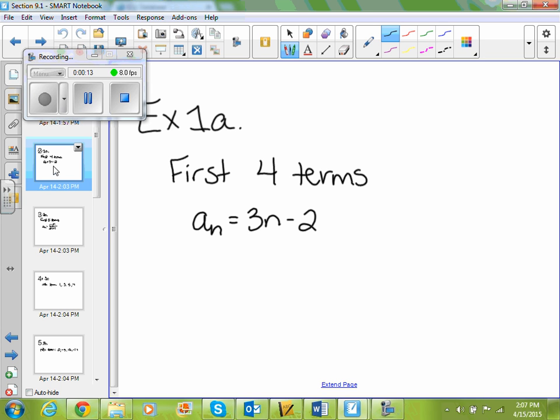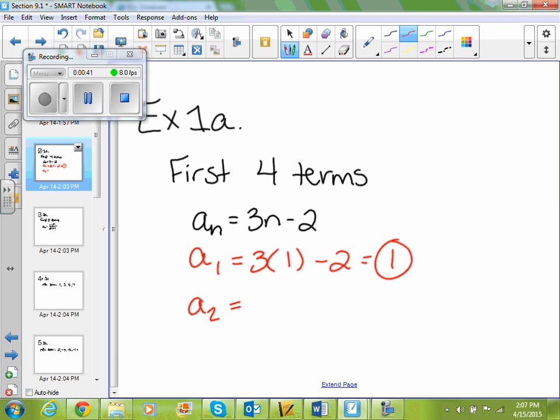Okay, so if I look at example 1a, I'm given the sequence a sub n equals 3n minus 2, and I'm asked to find my first four terms. So, to find my first term, a sub 1, I plug in 1 for n, so 3 times 1 minus 2. 3 times 1 is 3, 3 minus 2 is 1. So my first term is 1.